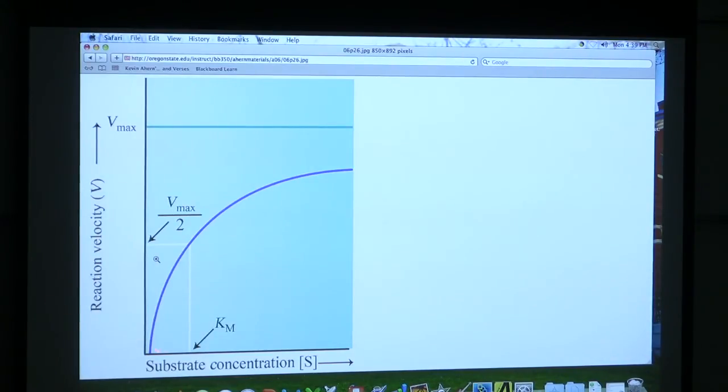Km. That's the thing down here. I'm going to explain it to you in a second. Km is a measure of the enzyme's affinity for its substrate. An enzyme can have a high affinity for its substrate. It can have a low affinity for its substrate. How do we measure it? Well, you can see on the screen that Km is a substrate concentration. But you'll note that it's not the substrate concentration at Vmax.